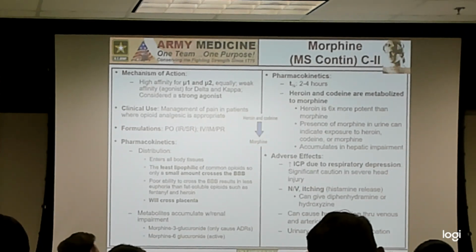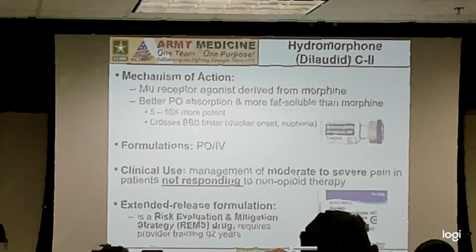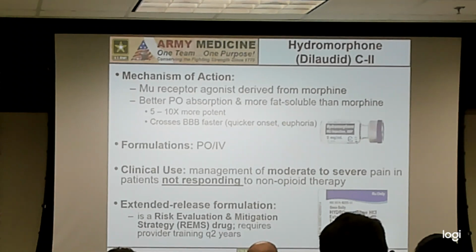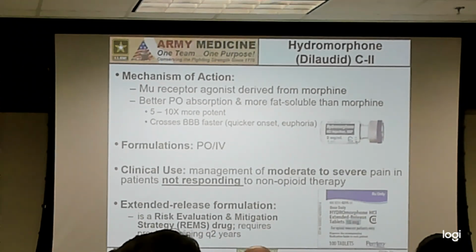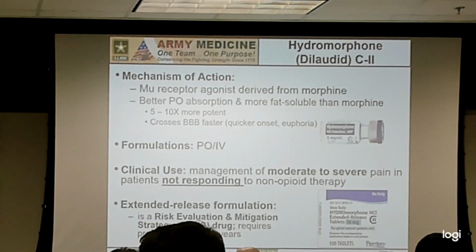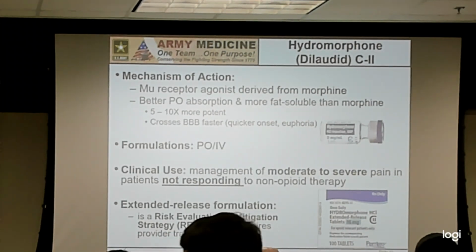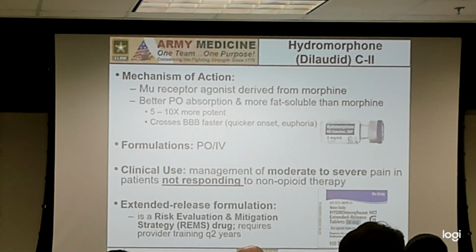Go ahead and take your break, and we'll start back here with our mu receptor agonist that is derived from morphine. Okay, it's not metabolized like from morphine. Okay, it's derived from it. So it's like, oh, I like how you look, morphine. I like your style. Let me make me some hydromorphone.